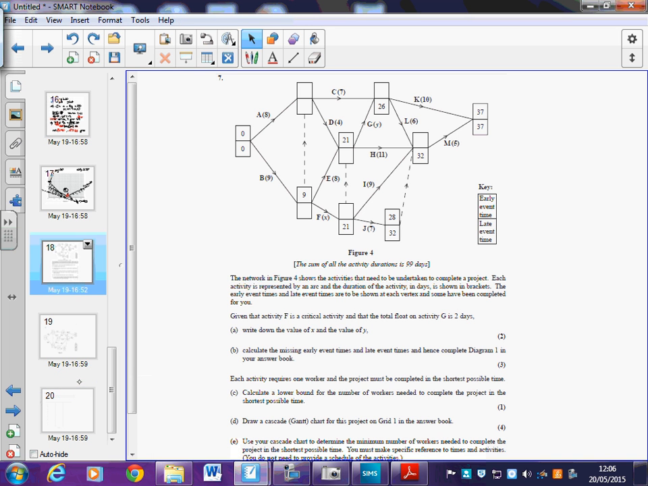Right, question 7. This is the final question, okay? And this is the critical path question. So we've got a network with some missing boxes, and these are just activities. Doesn't really say what they're going to do. Right. So given that P is a critical activity and the total float on G is 2, write down the value of X and the value of Y.